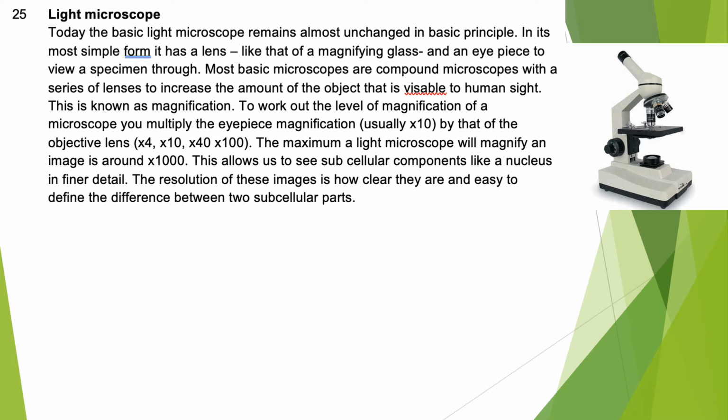Compound meaning that there are multiple microscopes in that device that you're holding, to increase the amount of object that is visible to human sight. So we're going to highlight that right there, just to make sure that you understand that a microscope isn't like a regular magnifying glass that we can buy from the pound shop. It is a series of lenses that will increase what you can see in an object.